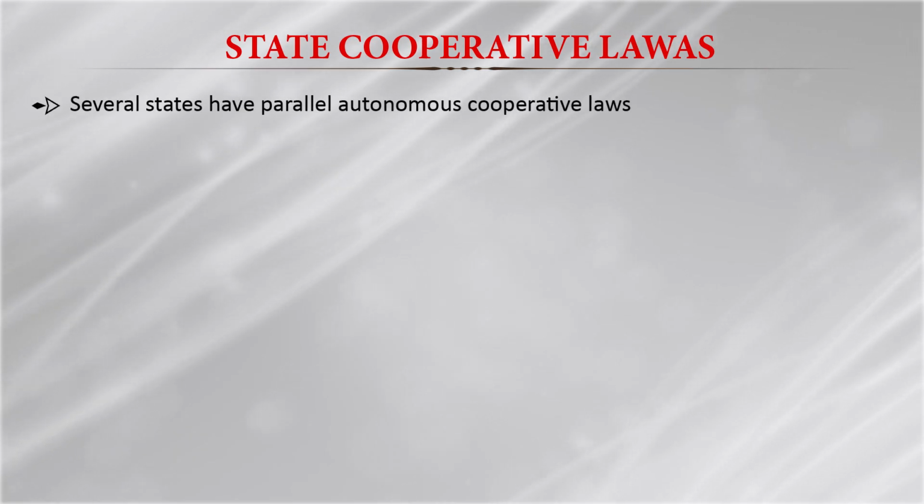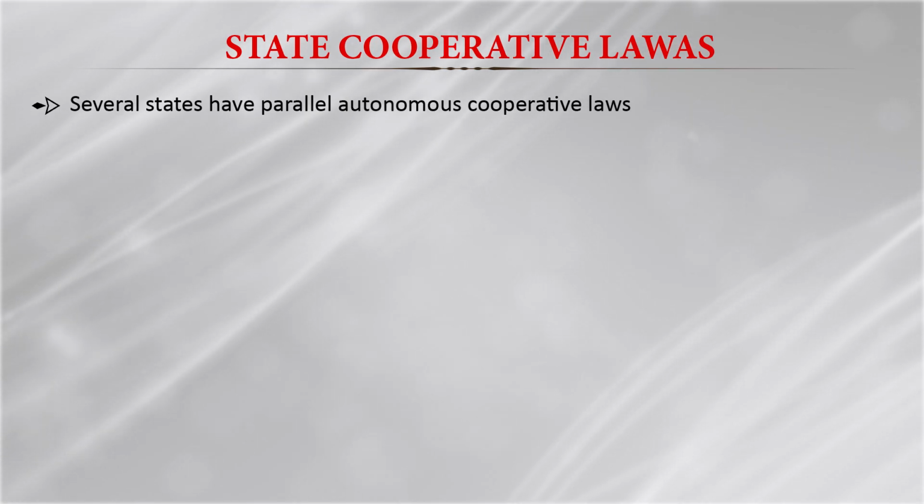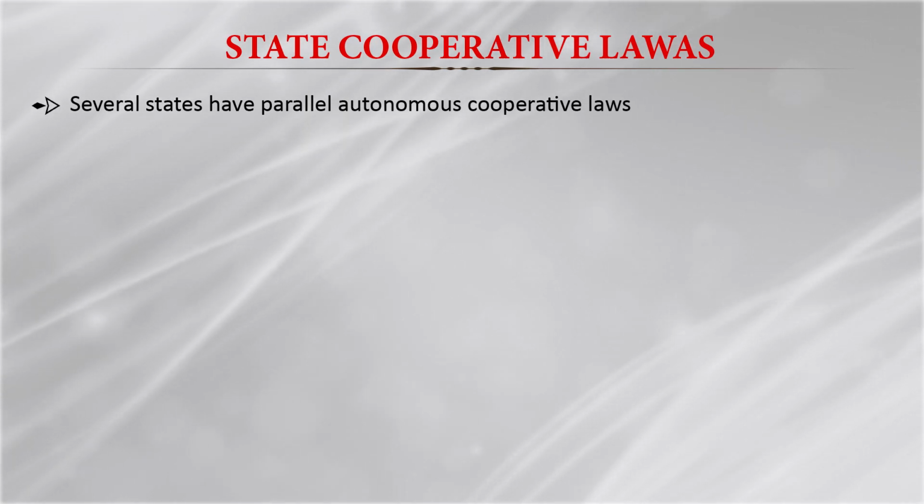Then it was amended in 1919, on the basis of the constitutional reforms report, or Montagu-Chelmsford report, and that authorized the provincial governments to enact their own cooperative laws. And under the Government of India Act 1935, cooperation remained a provincial subject, and the respective state governments enacted the Cooperative Society Acts as per the requirement. And several states have created parallel autonomous cooperative laws also.